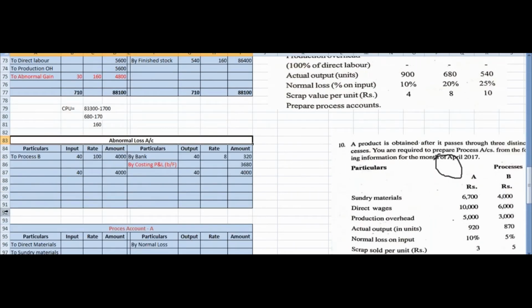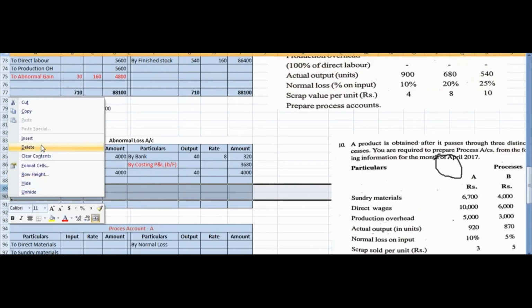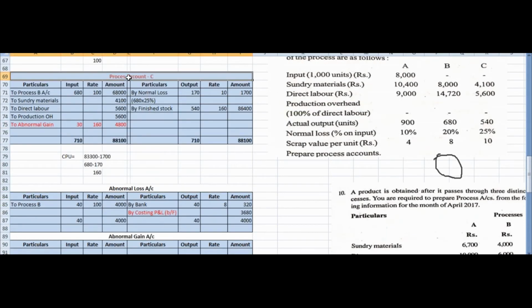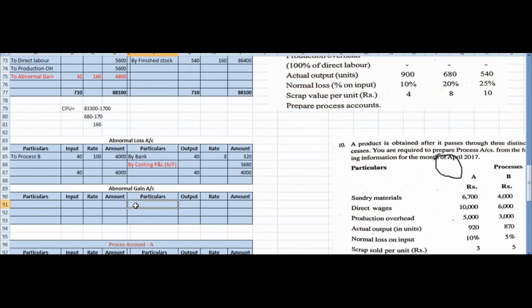Now I will show you how to find the abnormal gain. This one I will keep the same. Now this one is the abnormal gain account. See, abnormal gain in process C is created by process B account. Keep the same figure: 30 units, 160, 4,800. Now you have to write this side down, exactly the opposite.